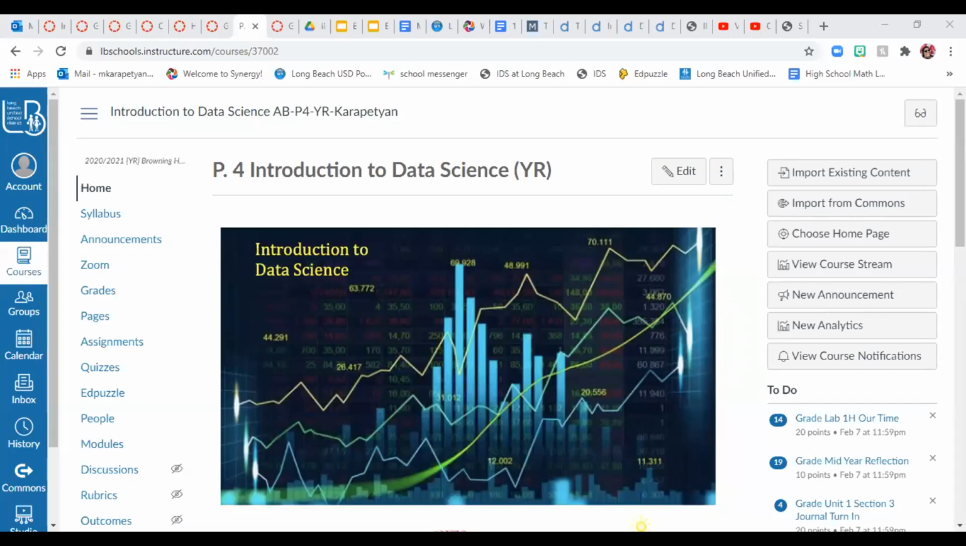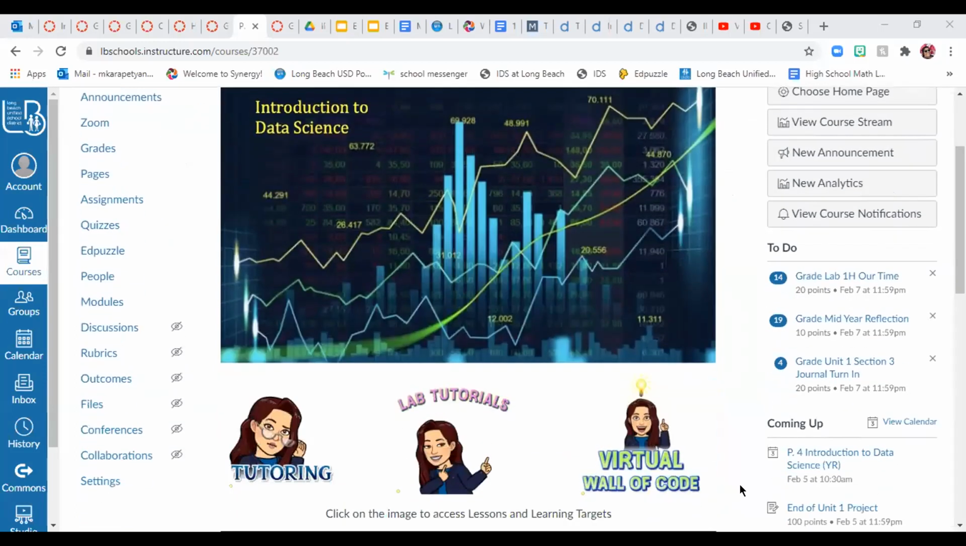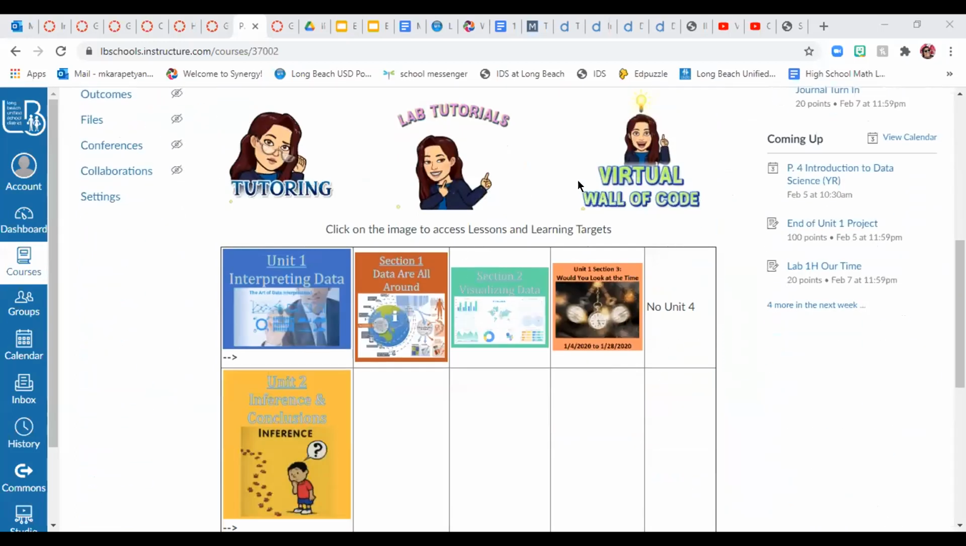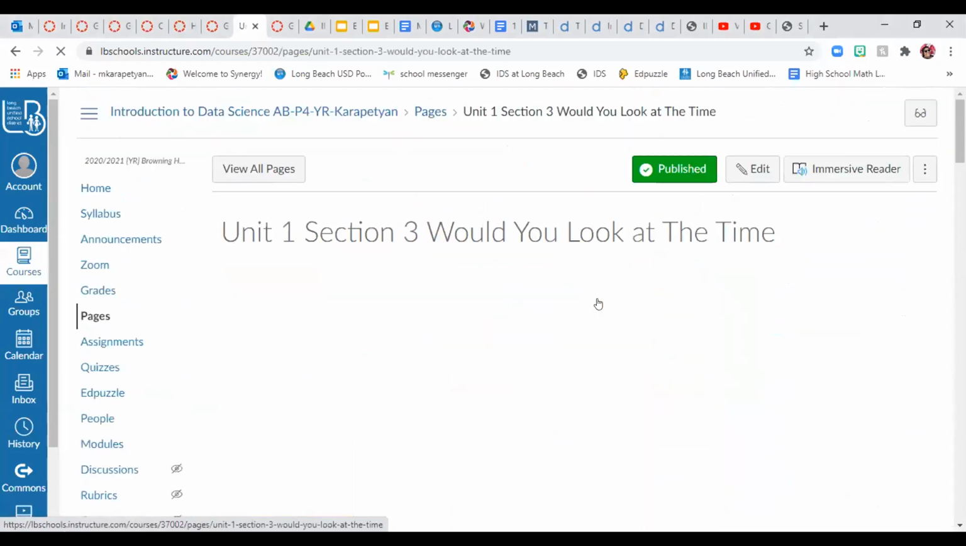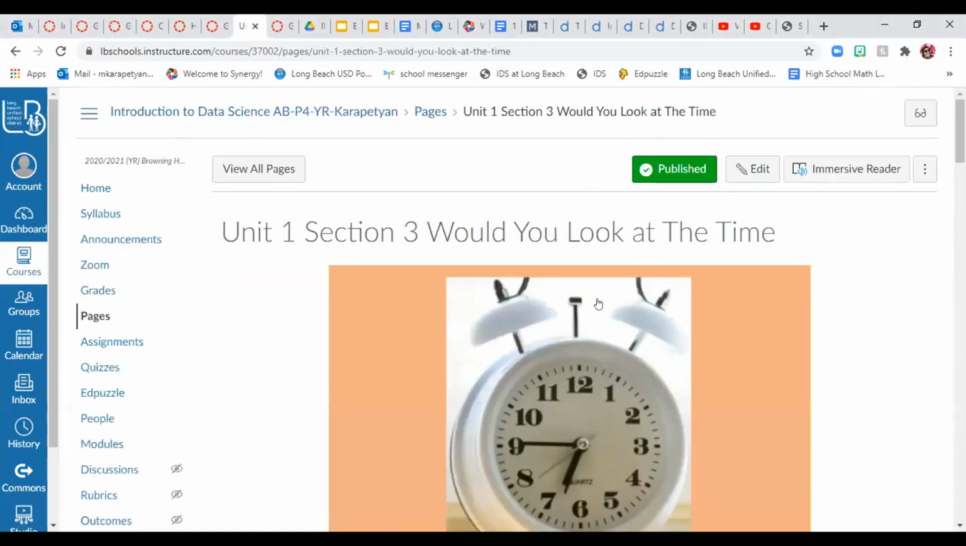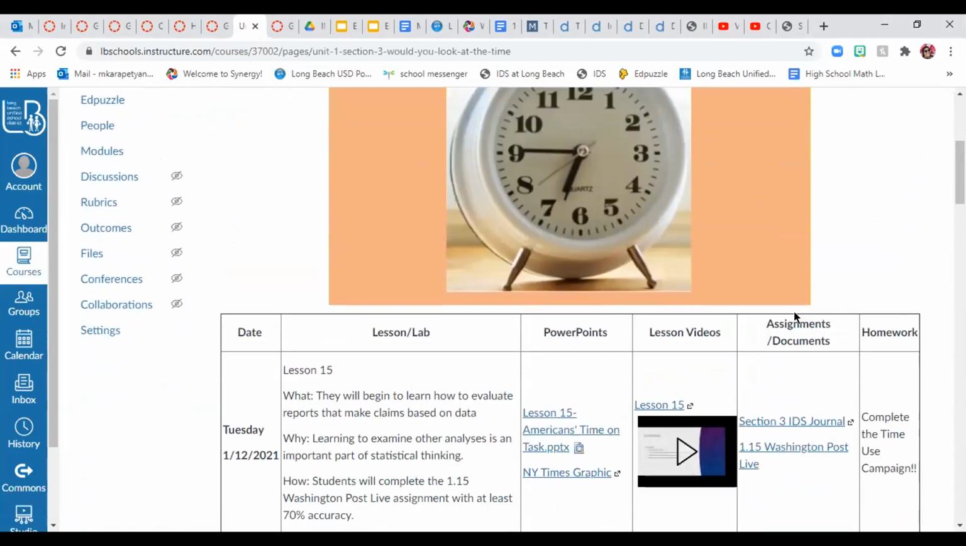All right, ladies and gentlemen. So we are in our Unit 1, Section 3. So we are finishing our Unit 1. This is our end of unit project, okay? It's our end of unit project.